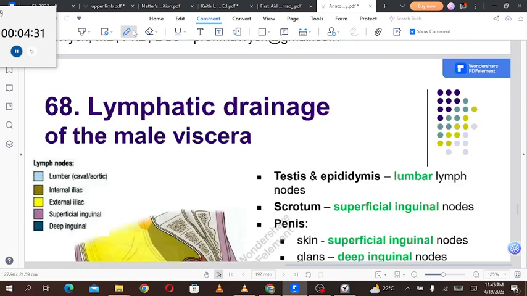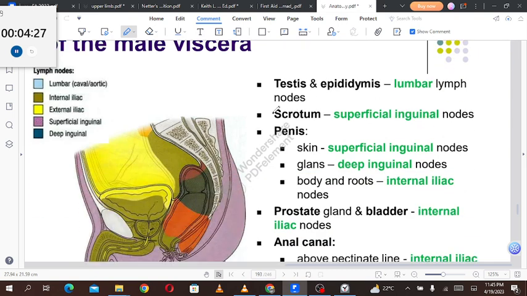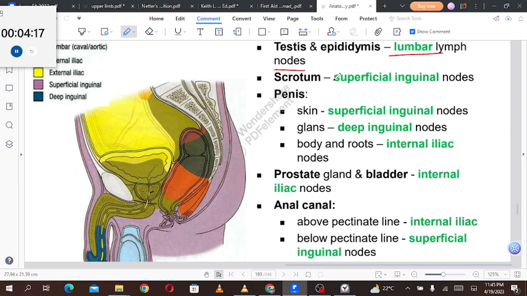Okay, point number 68, that is the lymphatic drainage of the male viscera. That is very high yield, because most of the time they will ask you about this one. The testes and epididymis drain into the lumbar lymph nodes. Scrotum drains into superficial inguinal lymph nodes. Penis, the skin goes to superficial inguinal, just like the scrotum. Glans goes to deep inguinal, and body and root go to internal iliac lymph nodes.